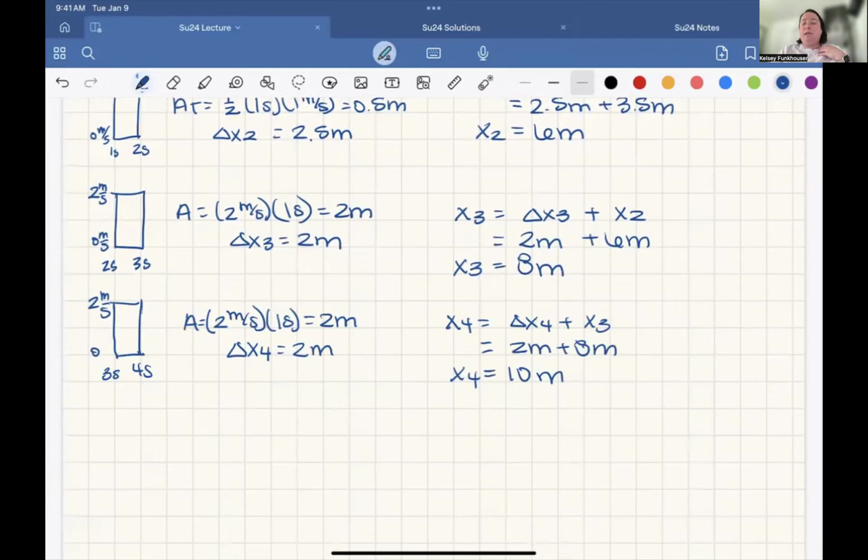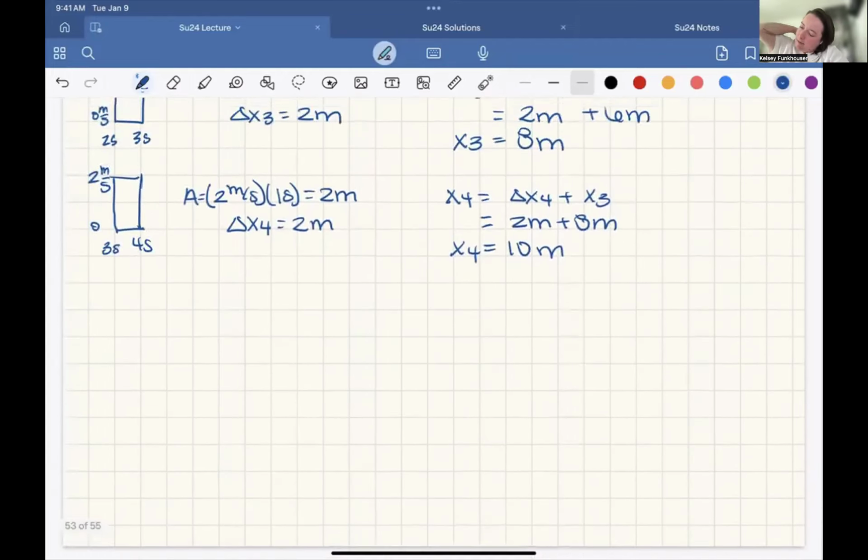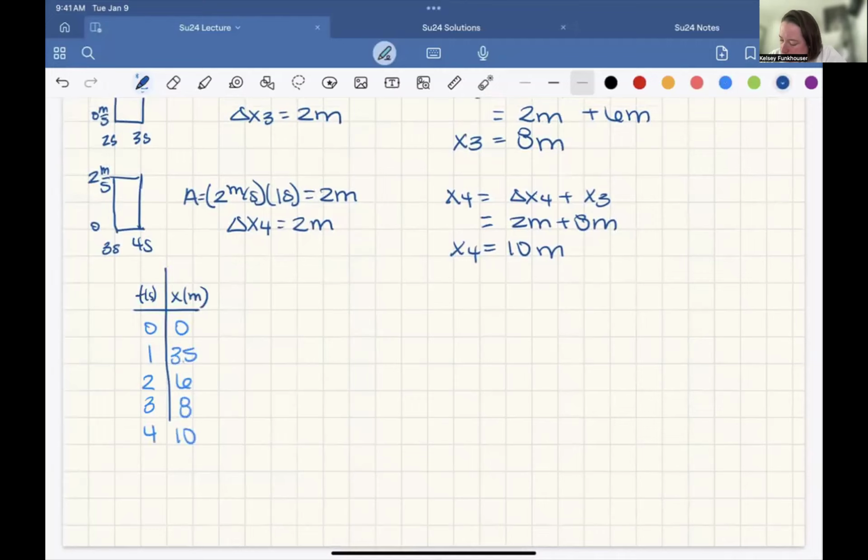Cool. So now we can plot that. Let's make a table just because it can make things a little easier. So we have time in seconds and the position in meters. So at 0, we're at 0. At 1, we're at 3.5. At 2, we are at, I think, 6. At 3, we are at 8. And at 4, we're at 10. Cool. So that's what we're going to plot.